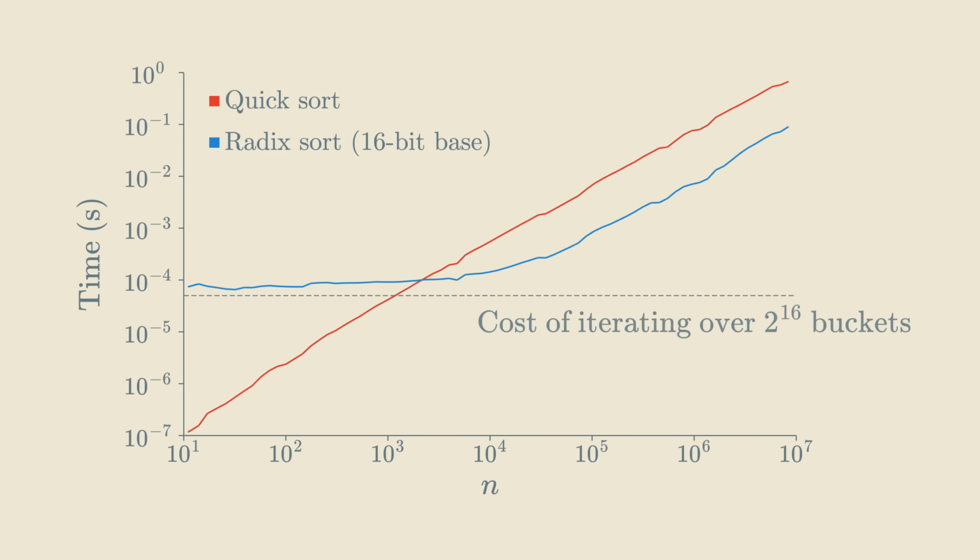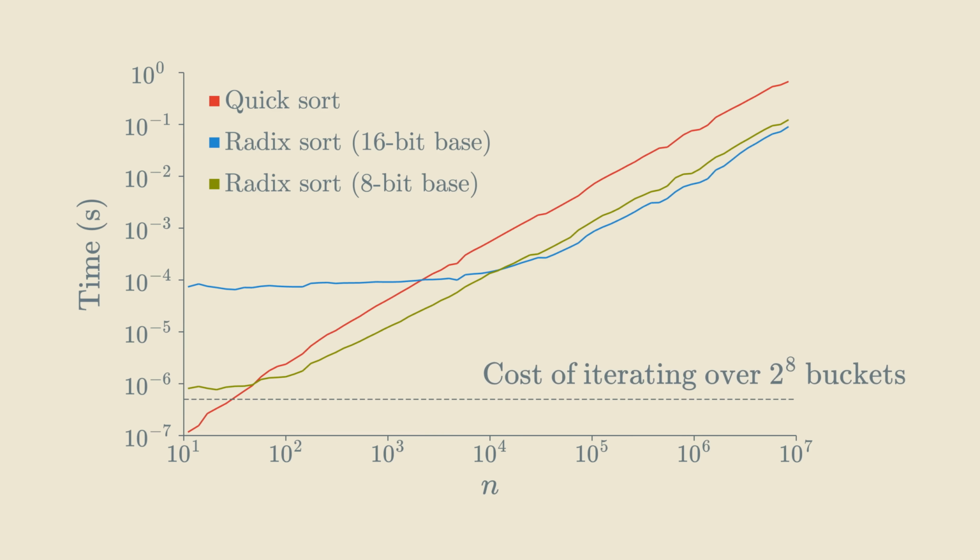This is a fixed cost that our algorithm always has to pay. So for n smaller than 10,000, it's actually slower than quicksort. We can partially salvage this by using a smaller base. The green line shows the performance of using base 2 to the 8. The algorithm is slower for large inputs because we need 4 bucket sorts, not just 2 of them, but the fixed cost is lower and now it only matters for inputs with less than 100 elements.